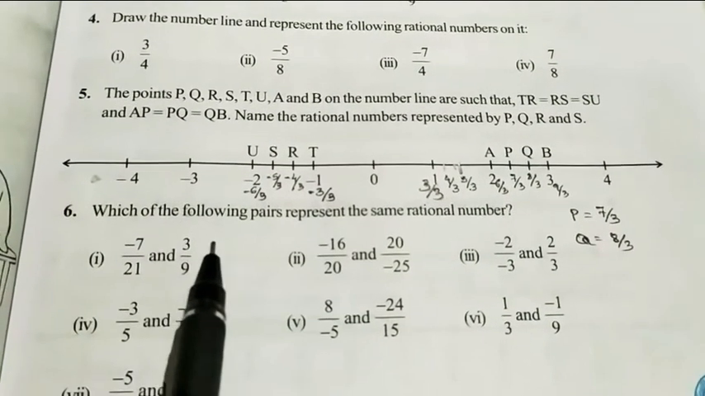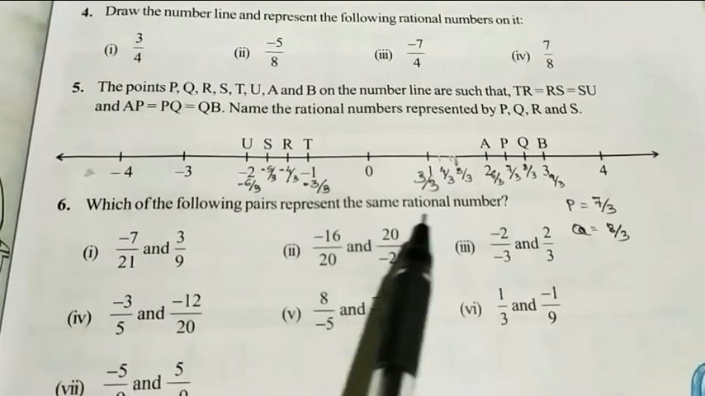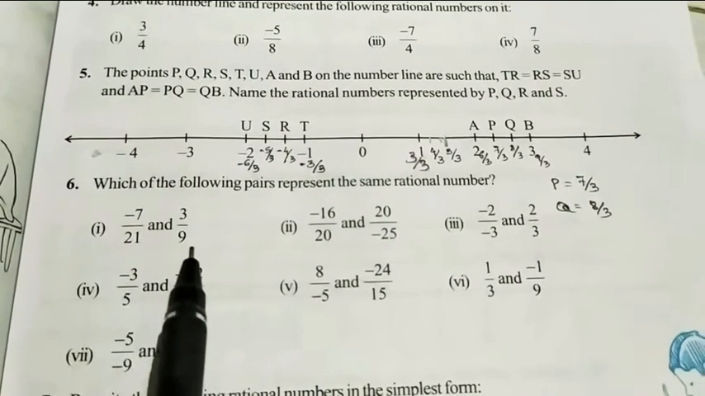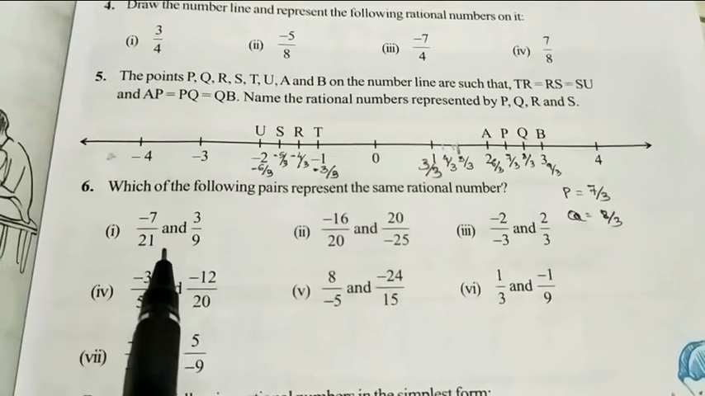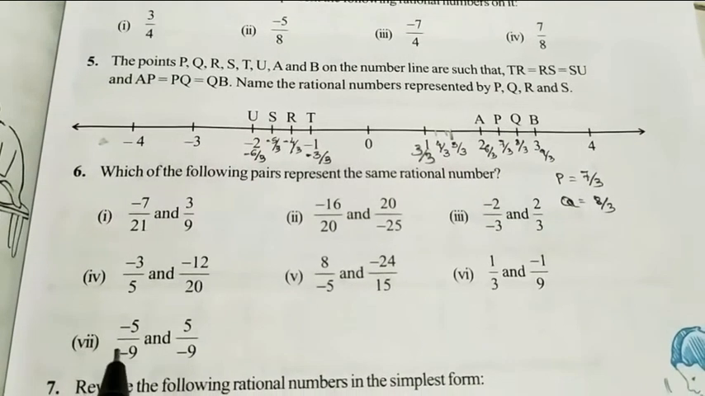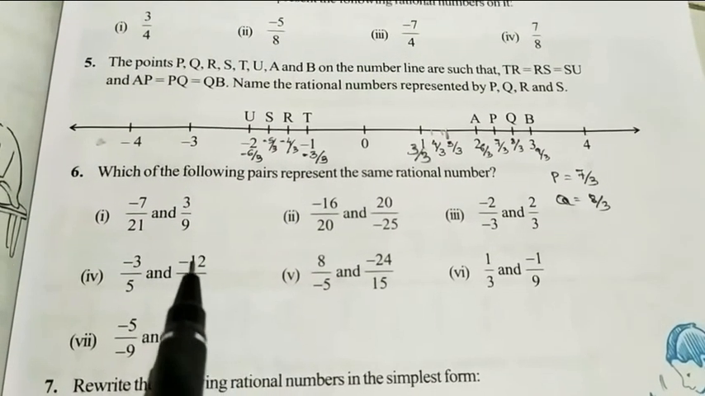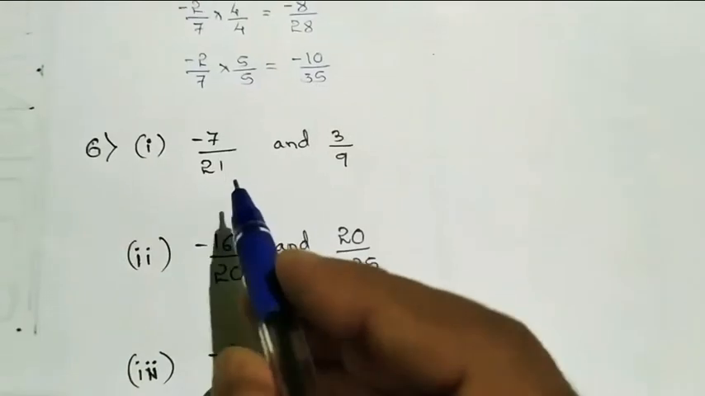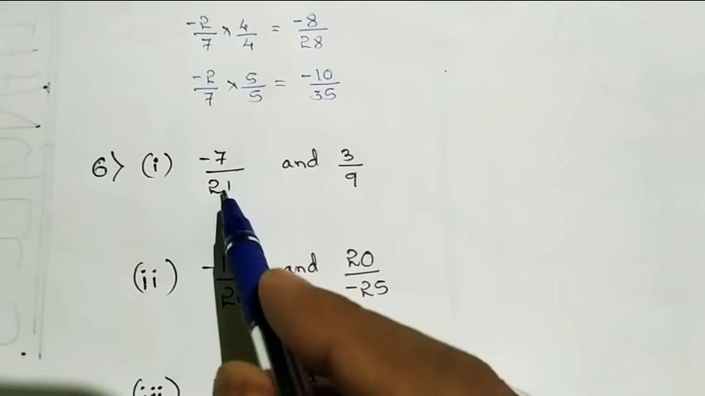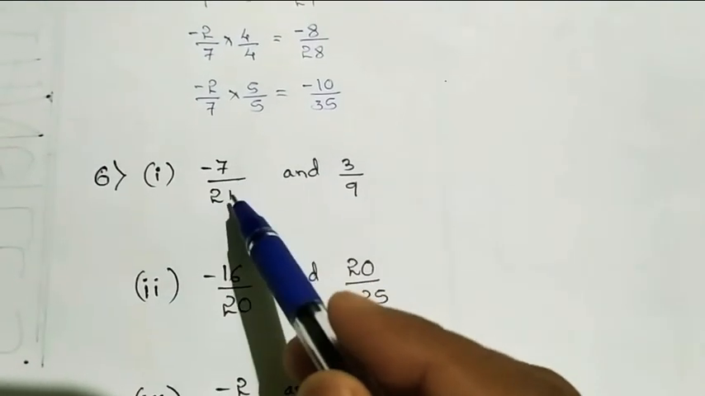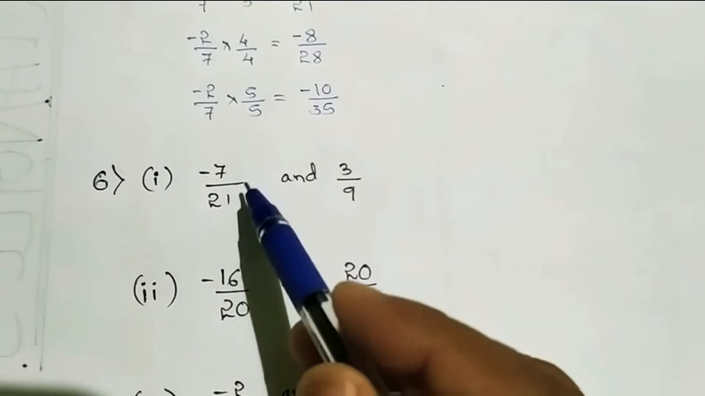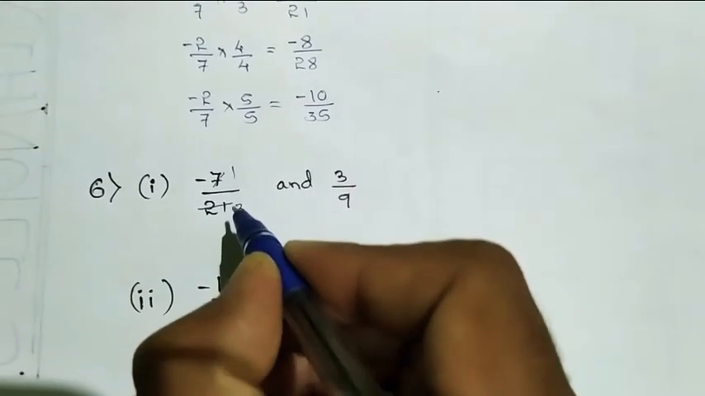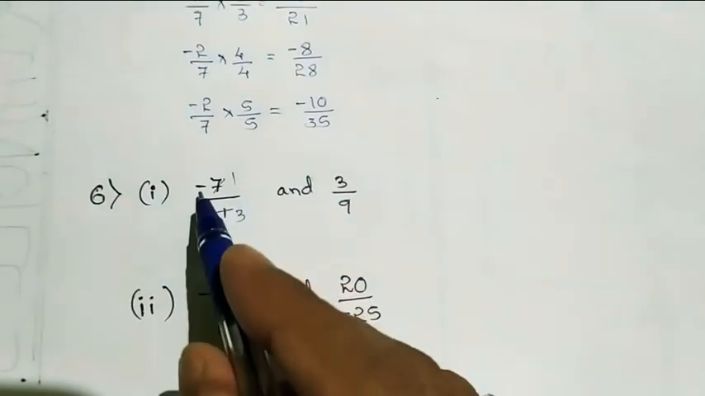Sixth one: which of the following pairs represent the same rational number? Okay, so we have to compare these two rational numbers by making them into standard form. Out of 7, I will do 4 problems here and the remaining are for your practice. So first one, minus 7 by 21. You just have to observe in which table both are there, and by that number you have to divide them. So here I will get 7 ones are 7, 3s are 21. So it is 1 by 3, which is minus 1 by 3.